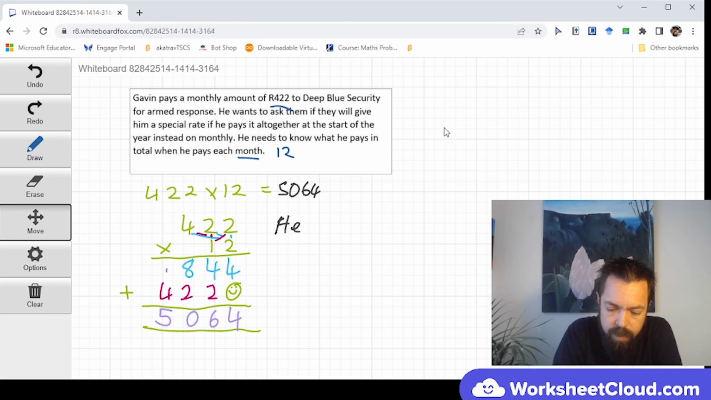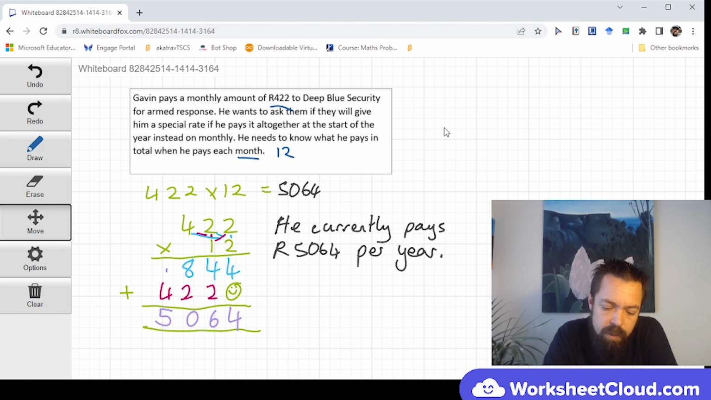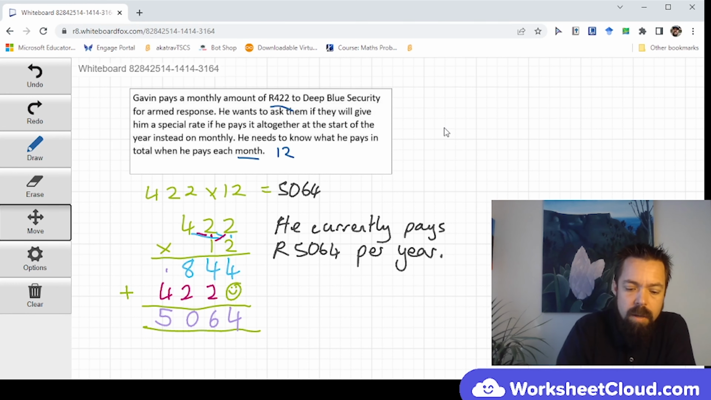he currently pays $5,064 per year. So now that Gavin knows how much he's paying for the whole year, he can go to Deep Blue and say, well, if I paid you monthly, you'd get 5,064 Rand. But maybe if you accept a lump sum, what about if we do 4,500? So he needs to know where to start before he can ask questions.